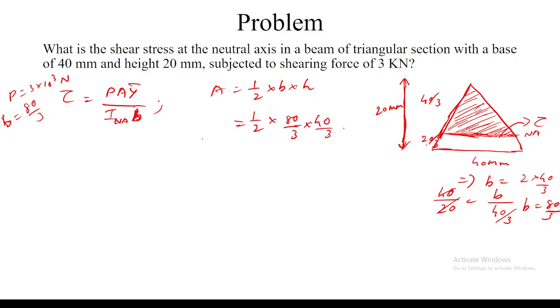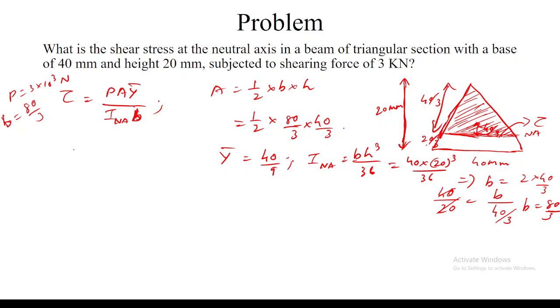So what is the value of Y bar then? H by 3, yes. So 40 by 9. That is the centroid of this hatched portion. The hatched portion itself is a small triangle, so the centroid will be 1/3 from here. The total height of this hatched portion is nothing but 40 by 3, so 1 by 3 of 40 by 3 will be nothing but 40 by 9. And what will be the INA value? BH cube by 36. Yes, BH cube divided by 36. So B is 40 into H cube is 20 cube, divided by 36.